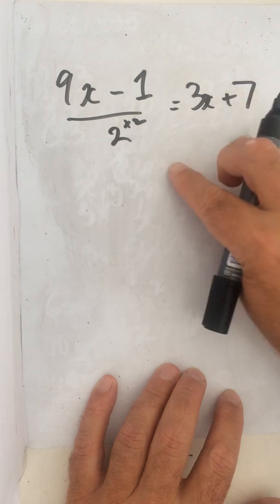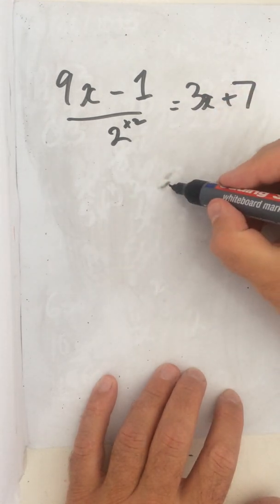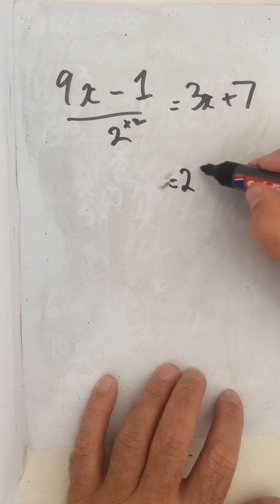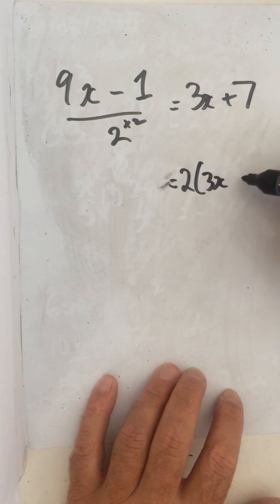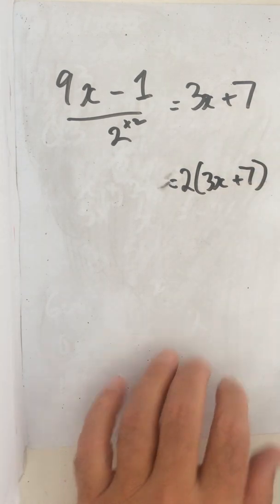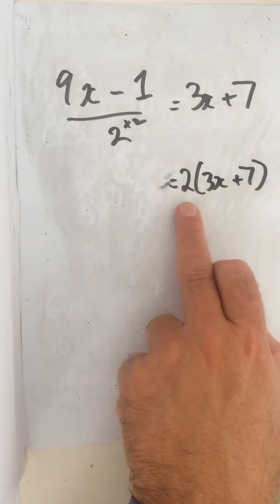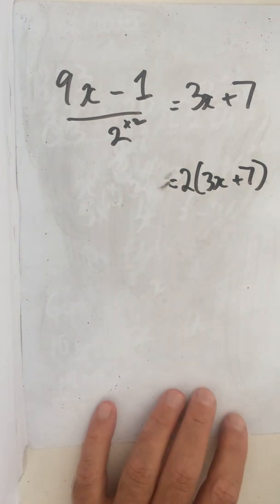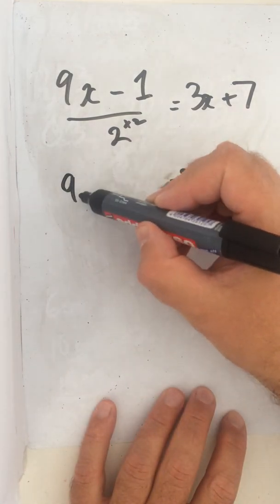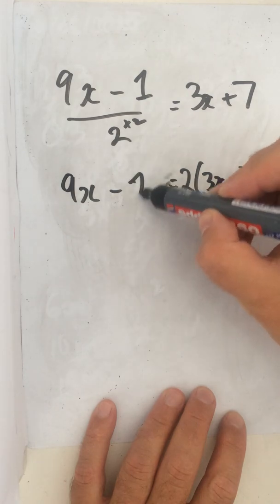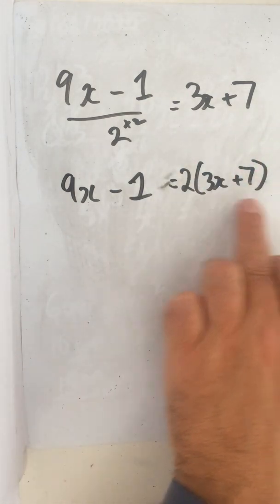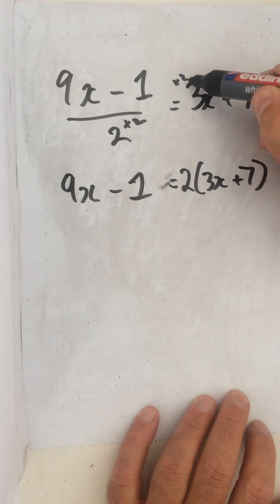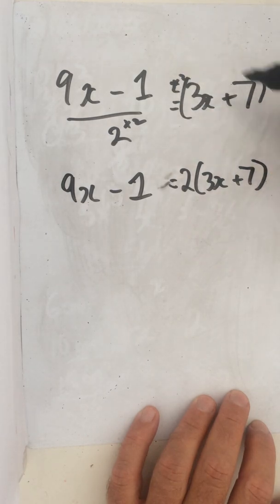To times the other side by 2, the best way to do that is just to use a bracket, isn't it? So we put the 2 outside the bracket, 2 times (3x plus 7), because that means we're timesing both of them by 2. So just use the brackets there, please. And in doing that, we've now got 9x minus 1 is equal to 2 times this bracket, because timesing both of these by 2 is the same as putting a bracket, isn't it?